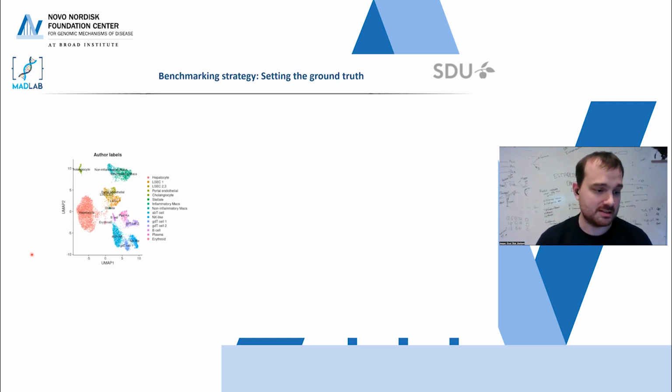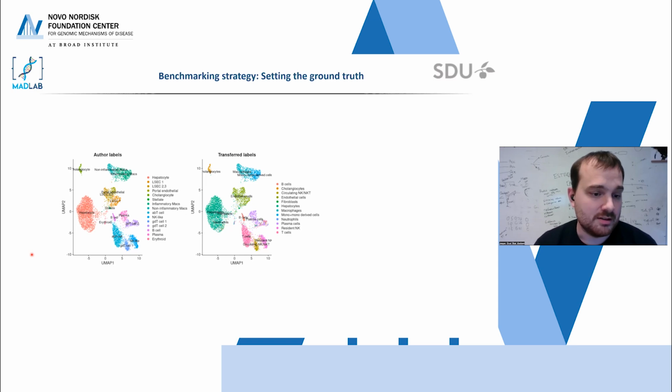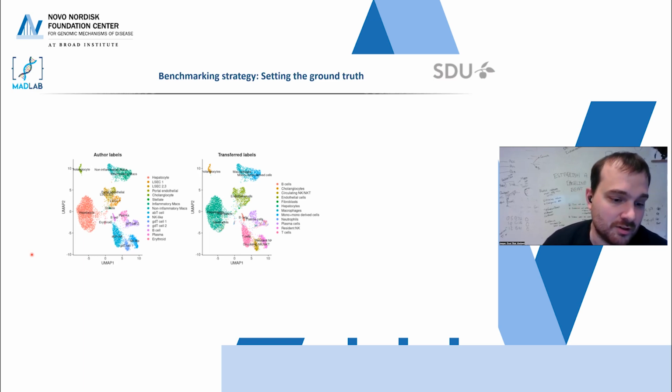And the way this looks is like this. This is an example data set from the human liver with author labels. And then these are transferred labels, and it looks quite similar. The resolution is a little different, and the naming convention is also a little different. So for example, down here, the authors call these cells app T cells, whereas the label transfer just calls them T cells and so on.